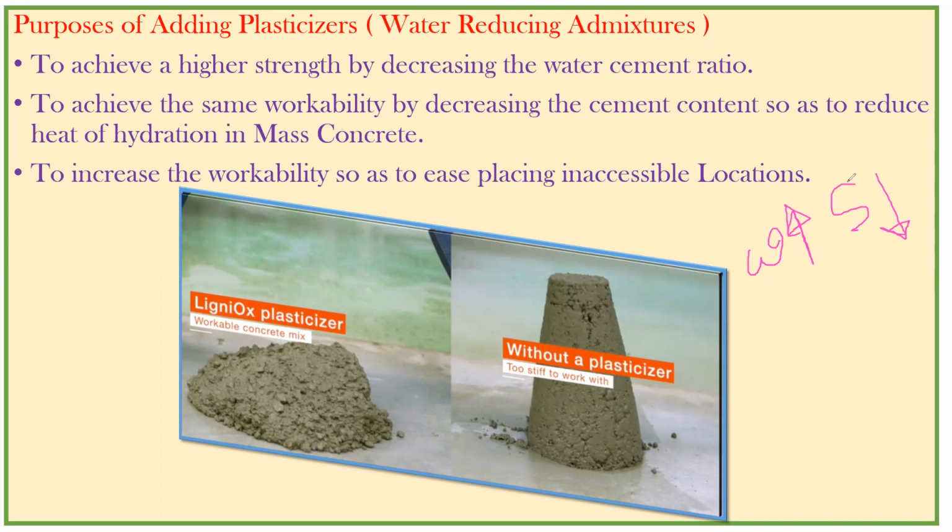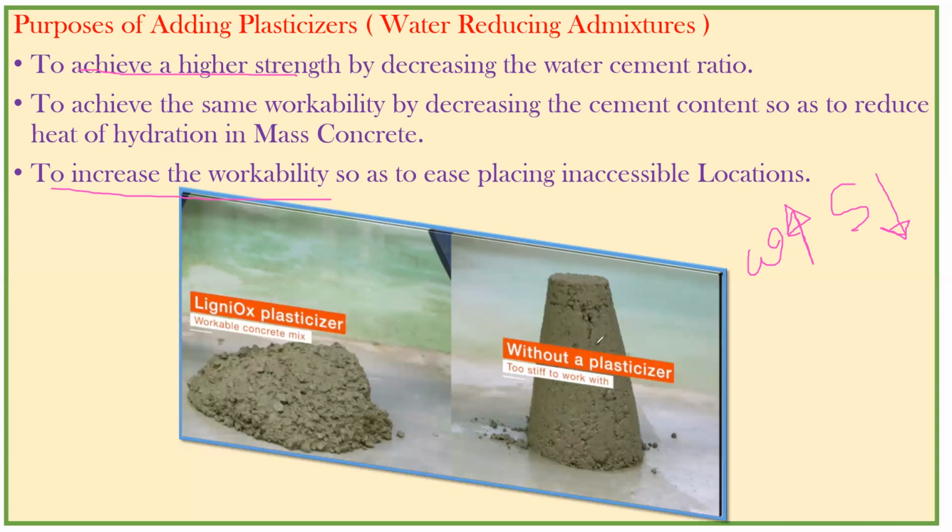take the effect of both, I want strength also, and also I want a good amount of water in my concrete. Then what we are going to do, we'll make use of the plasticizer. So to achieve higher strength by decreasing the water cement ratio, we can use the plasticizer. The second is to achieve the same workability by decreasing the cement content, so as to reduce the heat of hydration in the mass concrete. And also the last thing is to increase the workability, so as to ease the placing in inaccessible locations, we try to make use of the plasticizer.